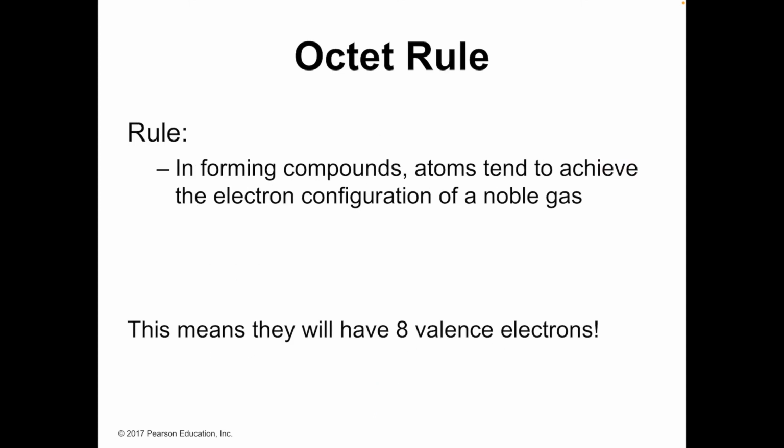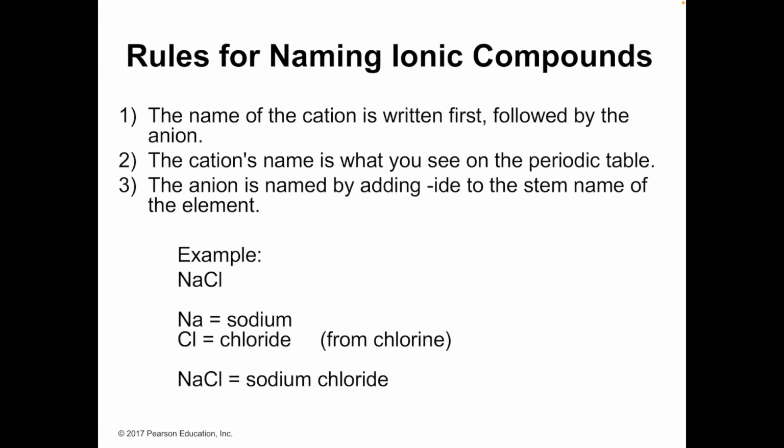So the octet rule we've talked about a little bit already. In forming compounds, atoms tend to achieve the electron configuration of a noble gas, right? And this means that they will have 8 valence electrons. So atoms will either lose, gain, or share electrons in order to have 8 valence electrons.